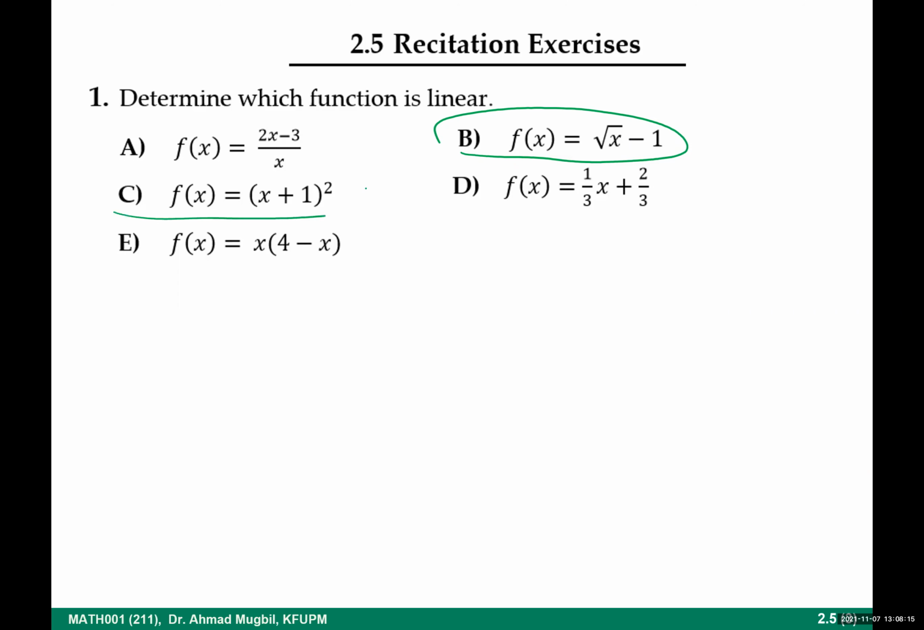What about the function in C? This is quadratic. It will be x squared plus 2x plus 1. And its graph will not be a line. It will be a parabola. We will see that again in chapter 3, inshallah.